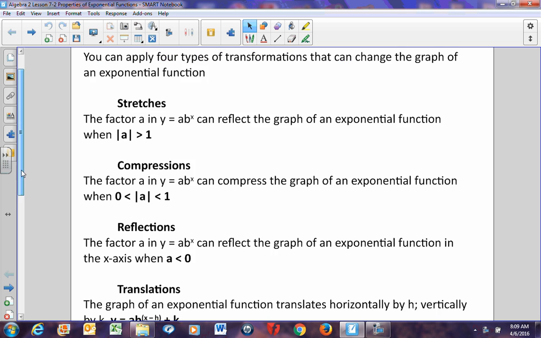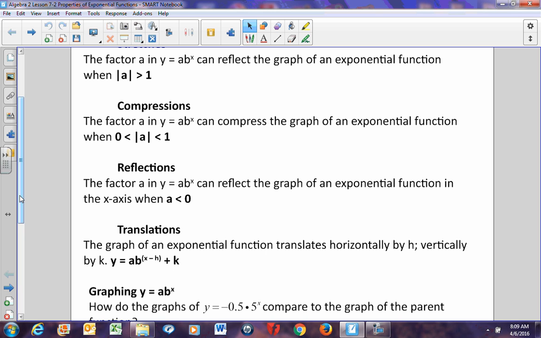Okay? A reflection is the factor a in y equals a times b to the x can reflect the graph of an exponential function in the x-axis when a is less than 0. You can transform it. Okay?